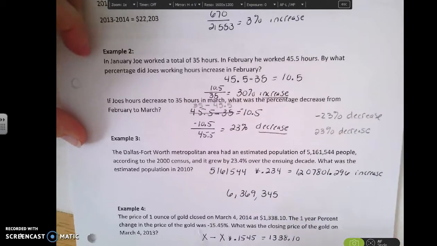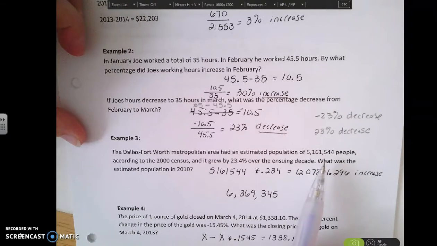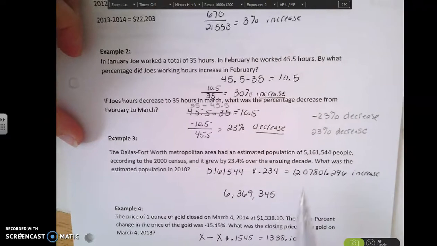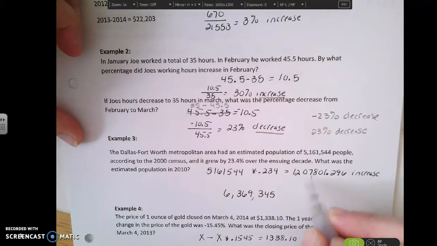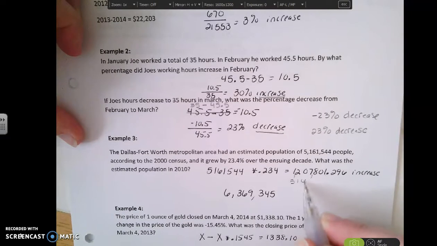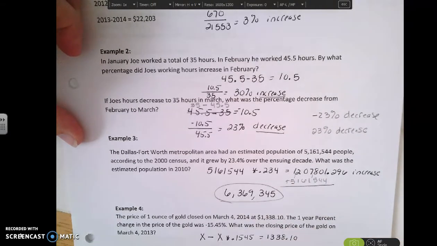All right, another one. Dallas-Fort Worth metropolitan area had an estimated population of 5,161,544 people, according to the 2000 census, and it grew by 23.4% over an ensuing decade. What was the estimated population in 2010? So this is the old population times 0.234, which gives you an increase of 1,207,801 people. If I add that to the 5,161,544 people, I get a new population of 6,369,345.